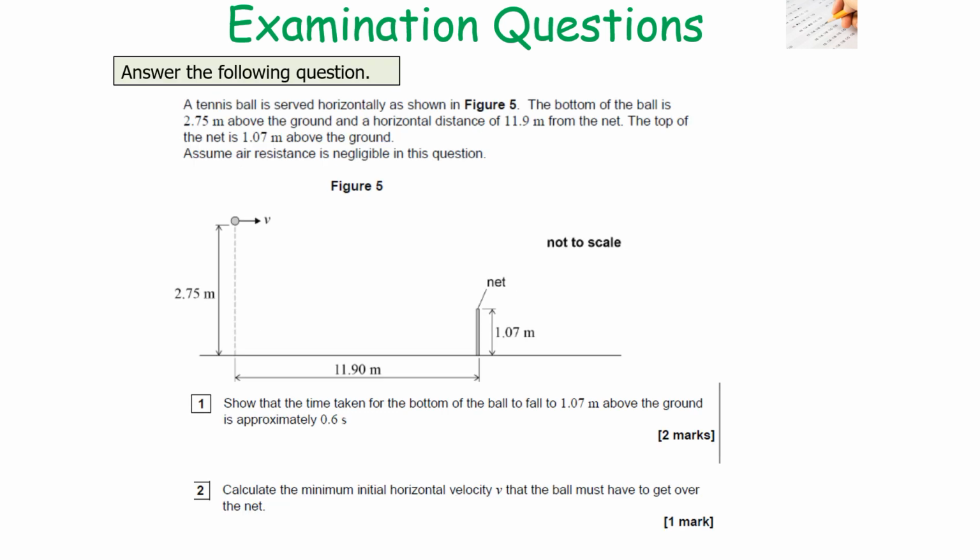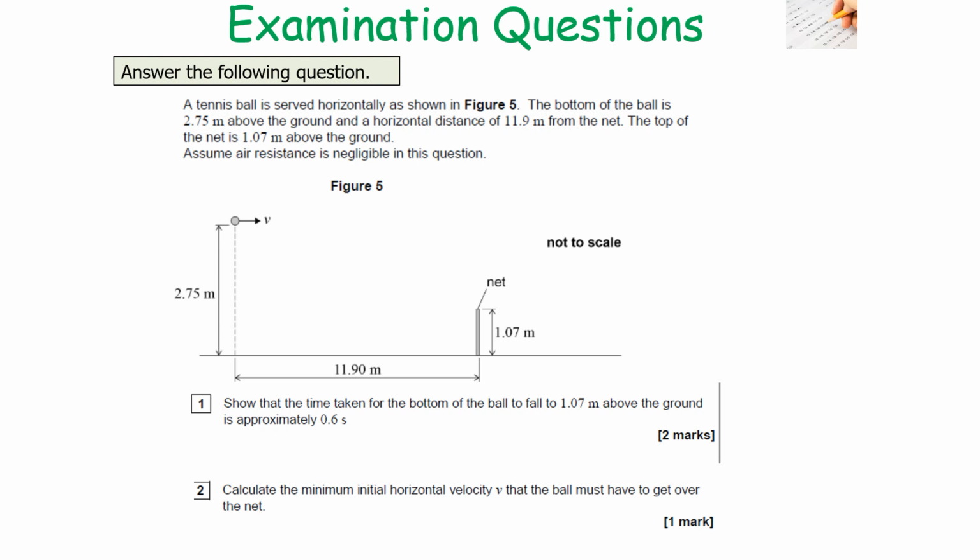Our next question says, a tennis ball is served horizontally as shown in Figure 5. The bottom of the ball is 2.75 meters above the ground and the horizontal distance of 11.9 meters from the net. The top of the net is 1.07 meters above the ground. Assume air resistance is negligible in this question.